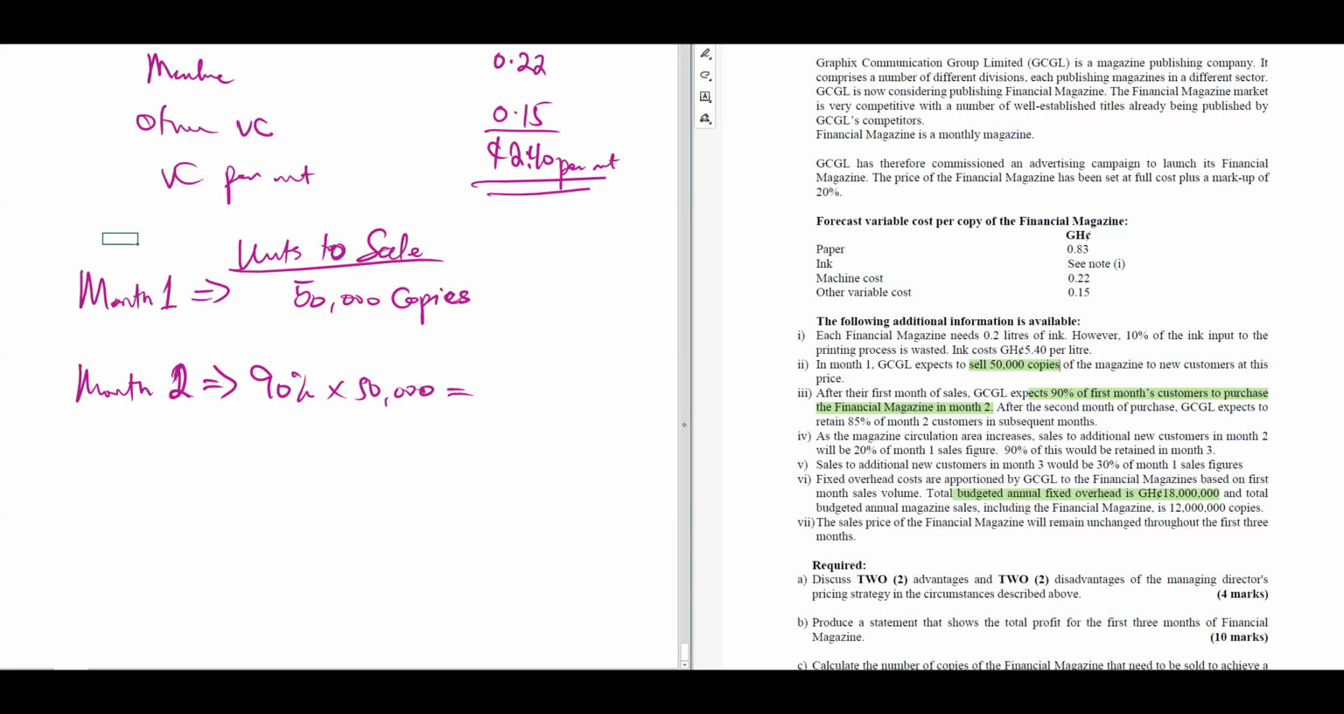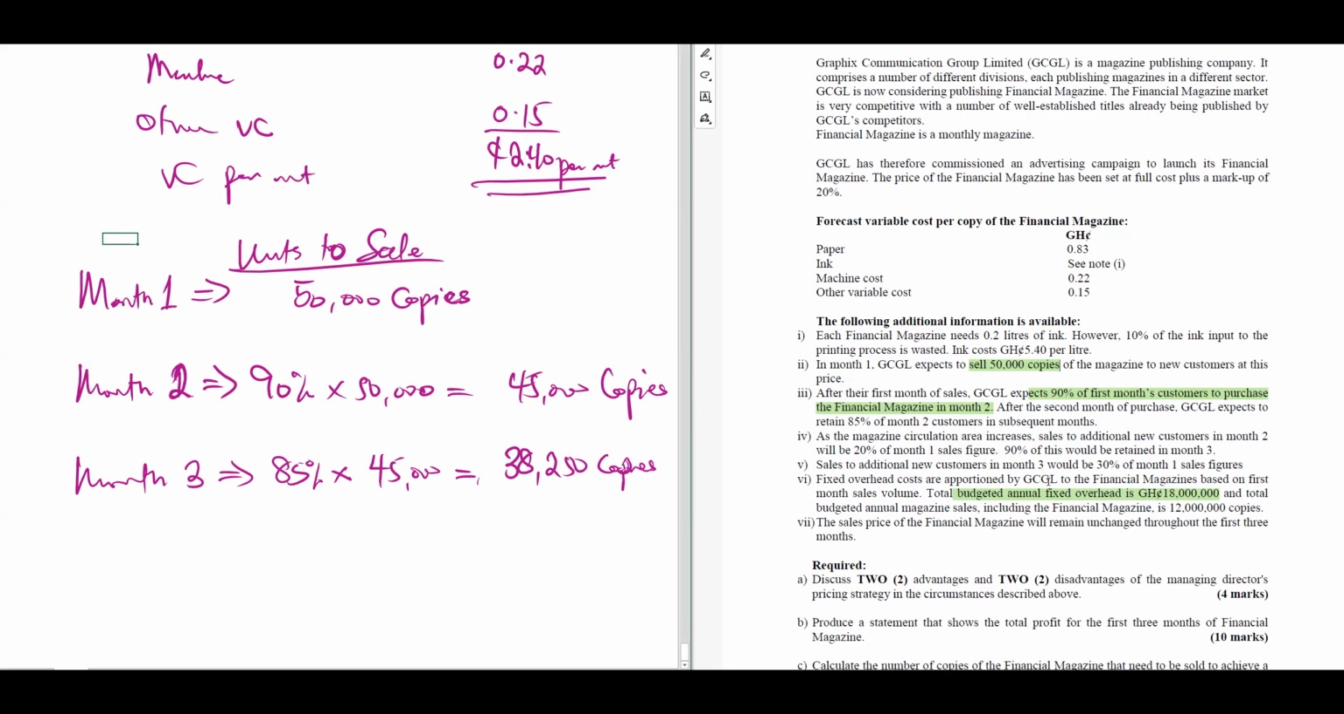90% of the 50,000. That means we will sell 45,000 copies to them. And after the second month, they expect to retain 85% of month two customers in subsequent months. So they retain 85% of what? Month two customers, which is the 45,000 copies, right? So 0.85 by the 45,000. We expect to retain 38,250 copies throughout the whole year, right?